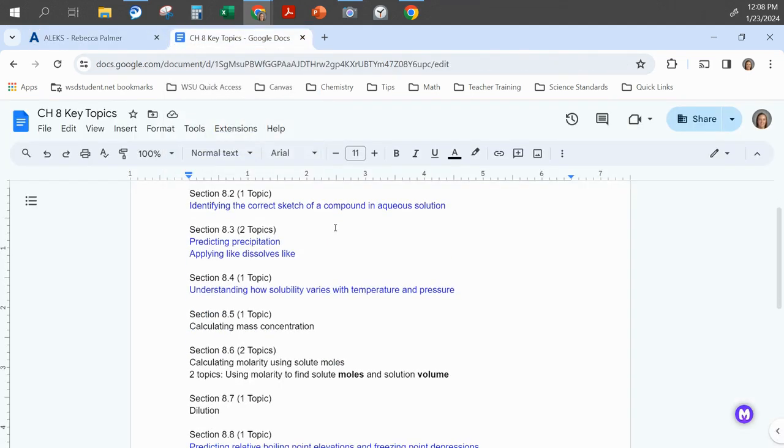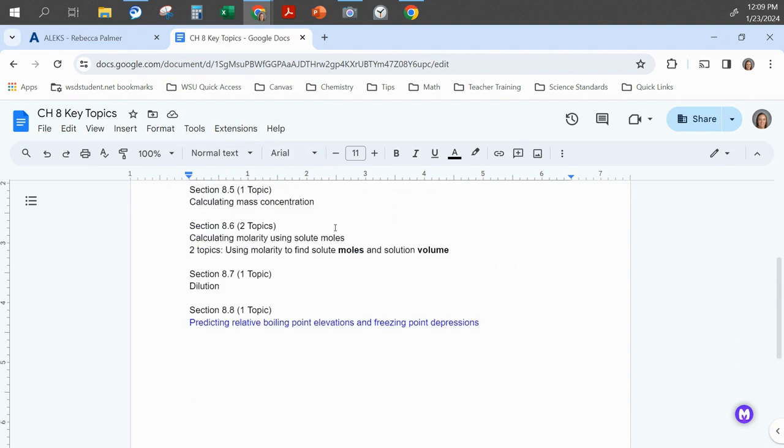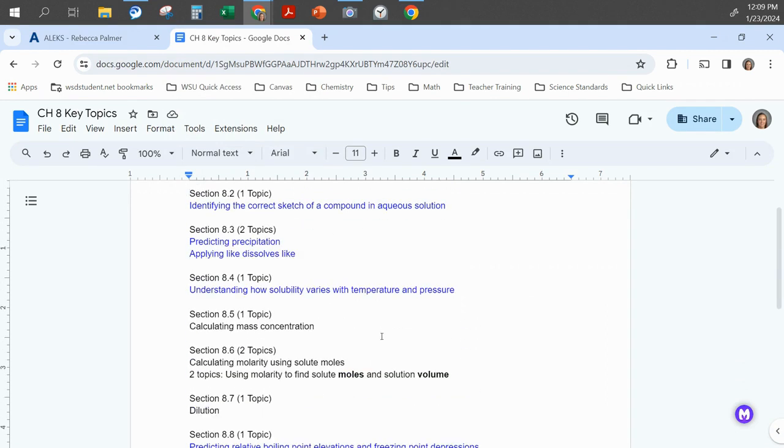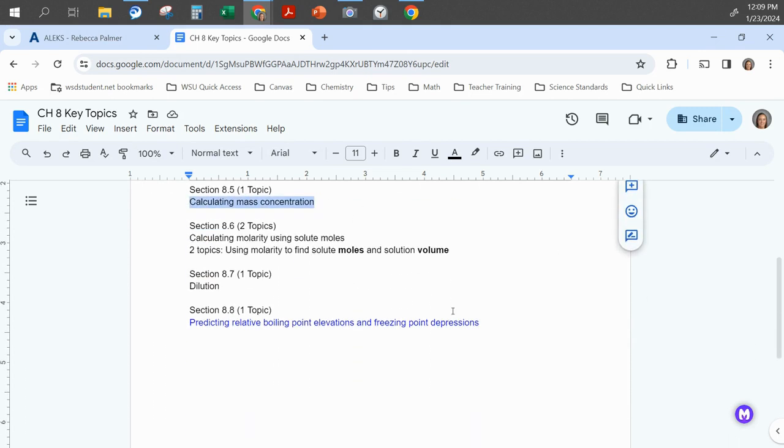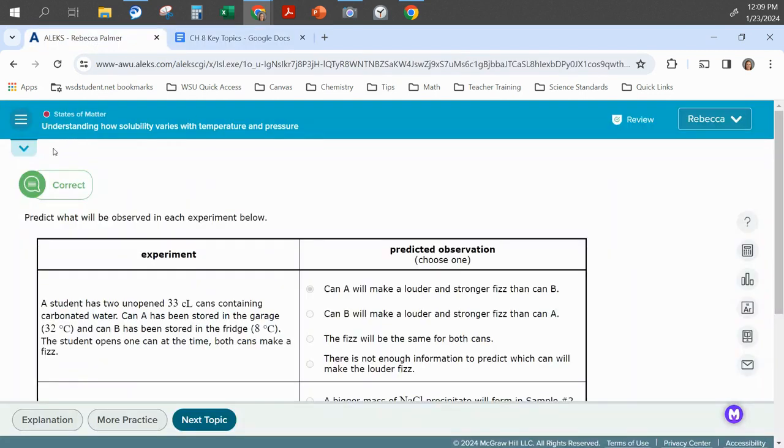Okay, next question. We need to get through a few more so that we don't have to do so many next time. The next one is calculating mass concentration. Let's see if we can get through at least this one, maybe one more. This one's not too bad. Calculating mass concentration.